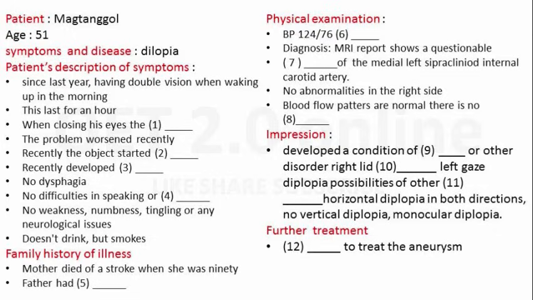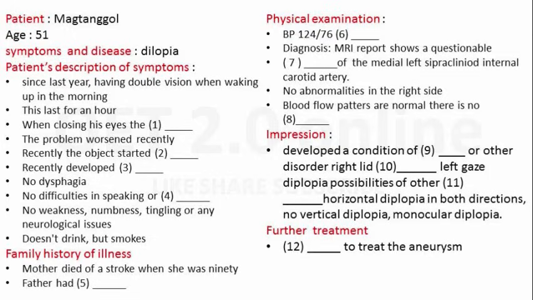Your recent MRI report shows a questionable 3 mm aneurysm of the medial left supraclinoid internal carotid artery. There is absolutely no abnormality on the right side. The blood flow patterns are normal and there is no blood vessel abnormalities. I think you have developed a condition, myasthenia gravis, or other disorder. Your right lid ptosis. You have left gaze diplopia. The pupils are equal and reactive to light.